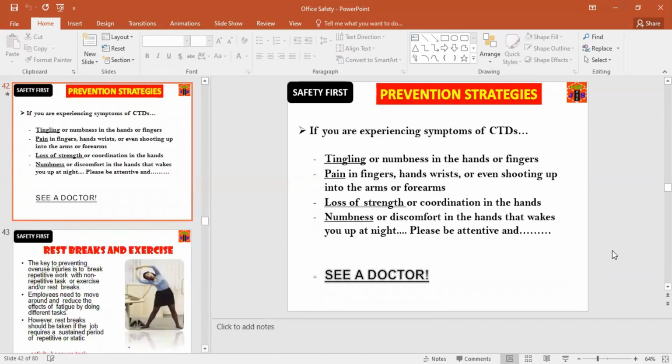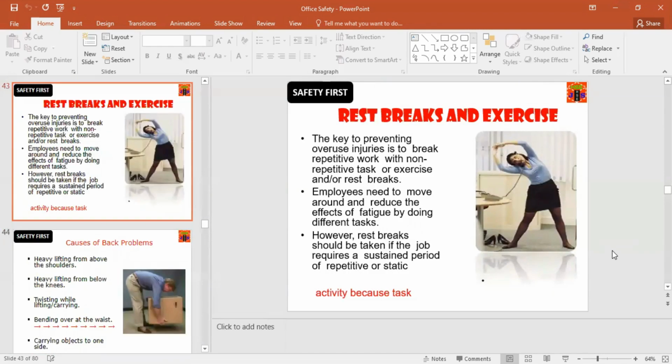If you are experiencing symptoms of CTDs, tingling or numbness in the hands or fingers, pain in fingers, hands, wrists, or even shooting up into the arms or forearms, loss of strength or coordination in the hands, numbness or discomfort in the hands that wakes you up at night, please be attentive and see a doctor. Get professional medical advice.